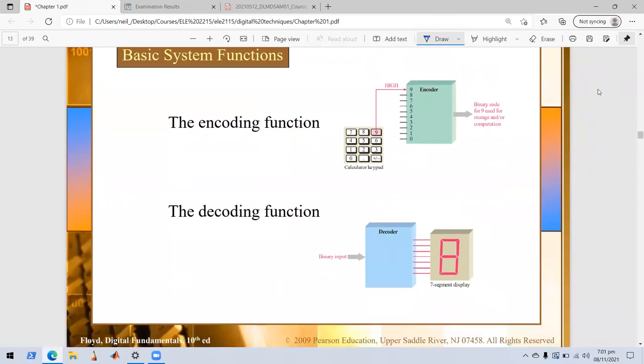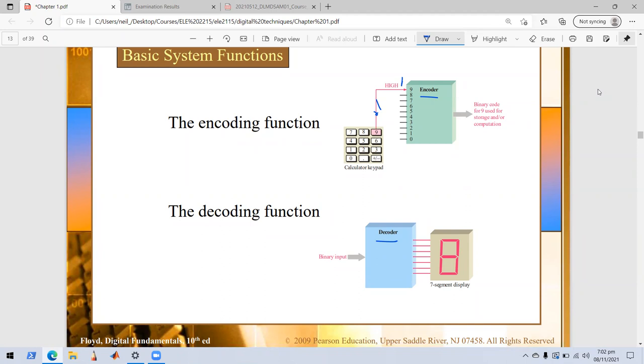Now, some more functional blocks. Again, inside of these are a bunch of logic gates. Two more functional blocks: encoders and decoders. Now an encoder takes some sort of input. Remember, we have multiple input lines. It says, okay, he's pressing the number 9. All these numbers might be connected to some switch, and when you press this, it closes the switch and sends a voltage to this line. So when that high comes in here at 9, the encoder knows he's pressing the number 9.